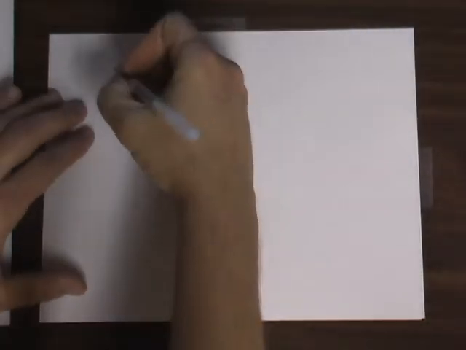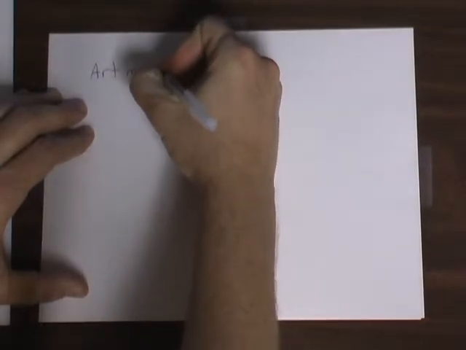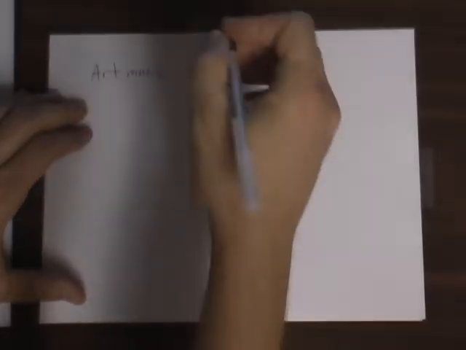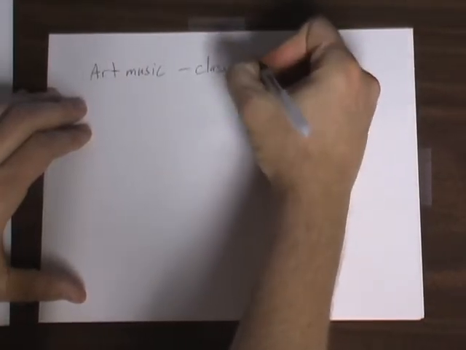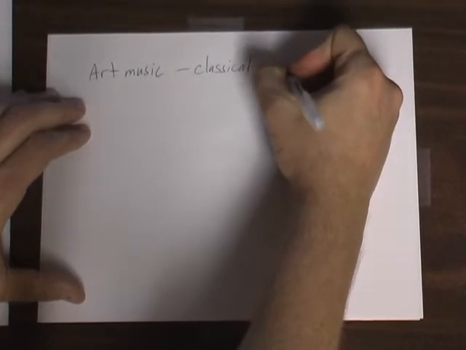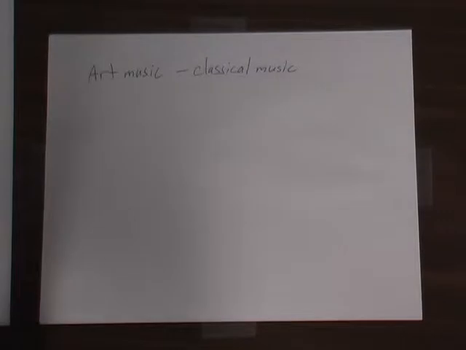We are going to talk about three categories of music. First, art music. This is also known as classical music. We'll learn later that classical refers to a particular period of time, and so that's actually not the best label for this type of music, and so it's commonly referred to as art music instead.